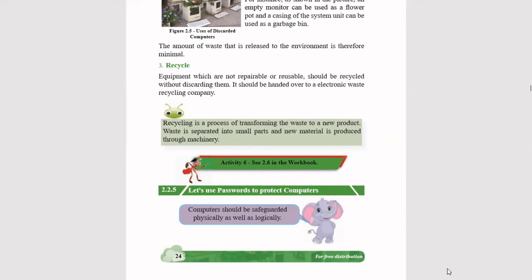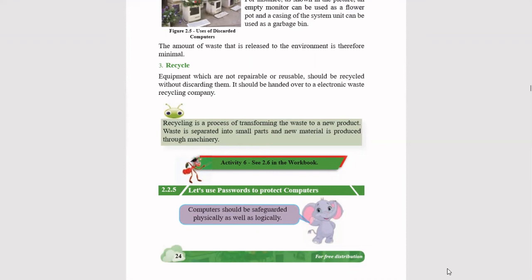So that is about how you dispose electronic waste. Then we are going to talk about how the computers can be safeguarded physically as well as logically. For physically, how to save the computer? For example, in the computer lab, there is a locked door, so thieves cannot come in. There may be CCTV cameras operating, so if anybody does some harm, then we can capture that. Or there's a security guard for the computer lab. So those are the ways you can physically protect the computer.